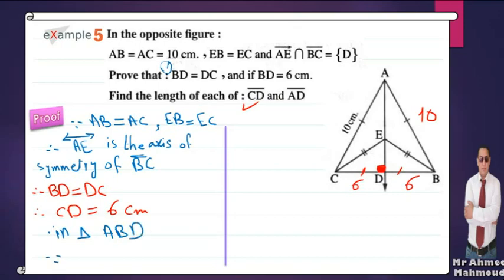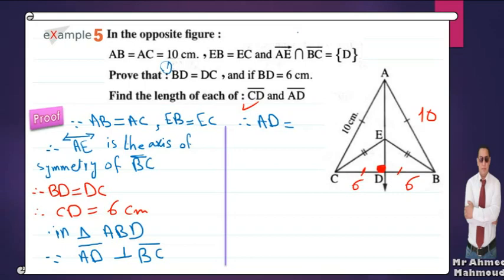Since AD is perpendicular to BC, and this is because this line is an axis of symmetry. Therefore, AD equals what? Here, this line is a side, and this one is a side, and this one is the hypotenuse.